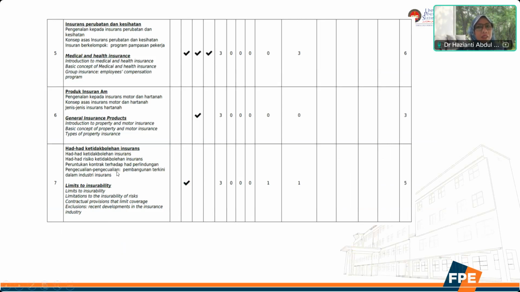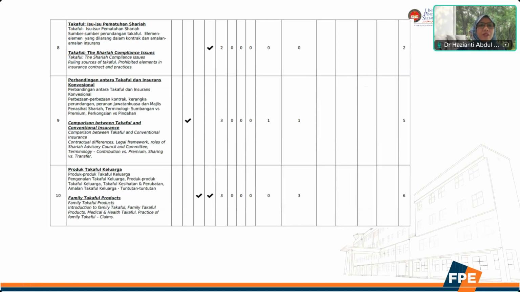And then after we learn about the different types of insurance products, we're going to look at the limits to insurability, which means what are the limitations of the insurability of risk and also the exclusions. Right, so after the semester break, then only we will look at Takaful. Right, so Takaful is basically Sharia compliant insurance. So there are a lot of differences between insurance as well as Takaful.